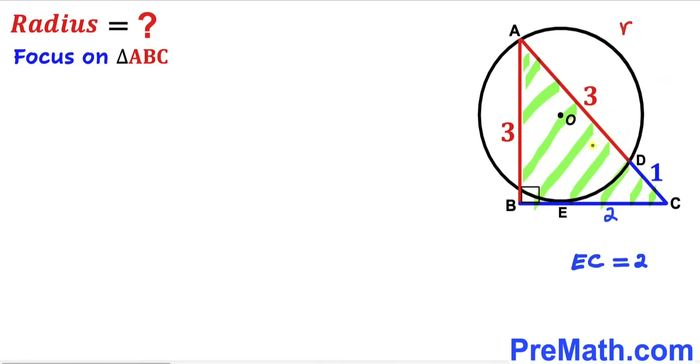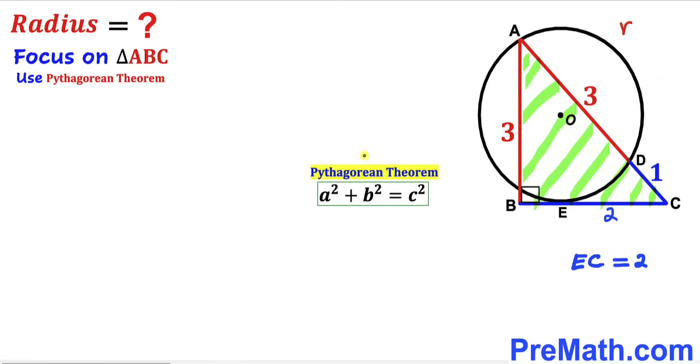And now let's focus on this right triangle ABC. And we are going to apply the Pythagorean theorem on this triangle. And here's our Pythagorean theorem: a squared plus b squared equal to c squared. And in our case, our hypotenuse is going to be this whole AC, that is going to be 3 plus 1, which makes it 4 units, whereas this leg AB is 3 units, and this is our BC leg. Let's go ahead and fill in the blanks in this Pythagorean formula.